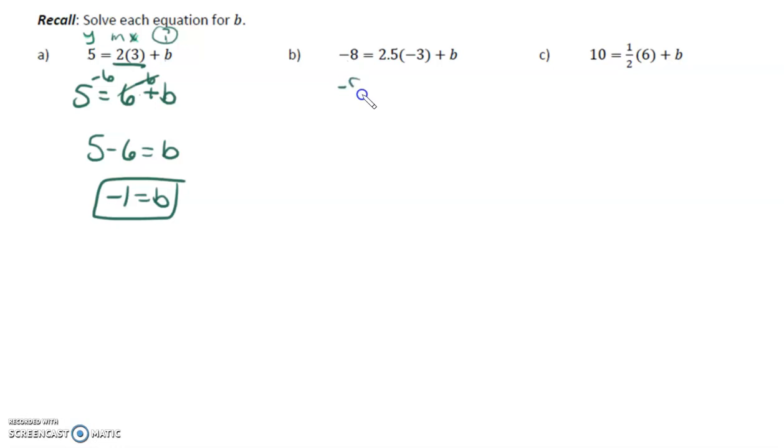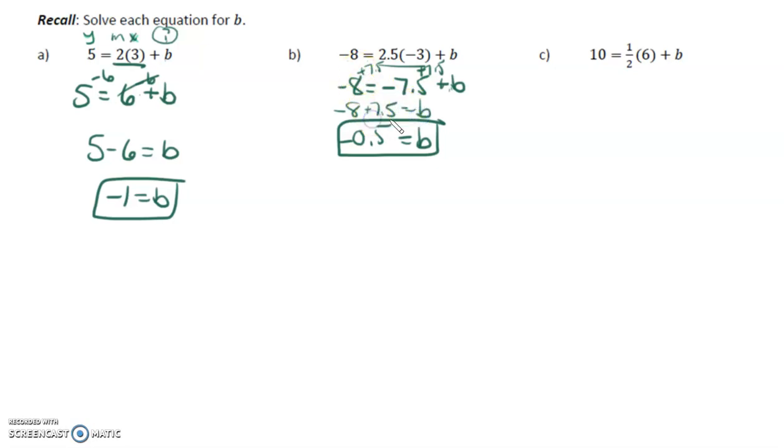Bring down the negative 8, bring down the equal sign. What is 2.5 times negative 3? I get negative 7.5. Bring down the plus b. Now, the opposite operation to negative 7.5 is plus 7.5. So I get negative 0.5 equals b, because this was negative 8 plus 7.5, if you wanted to rewrite it.